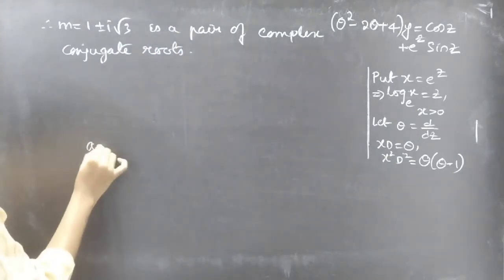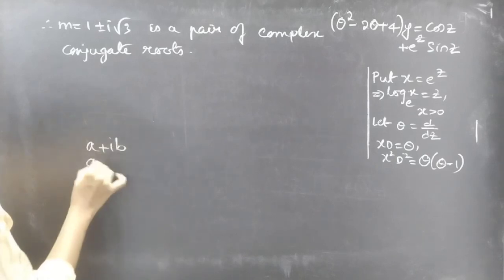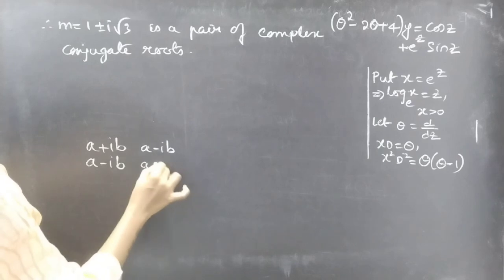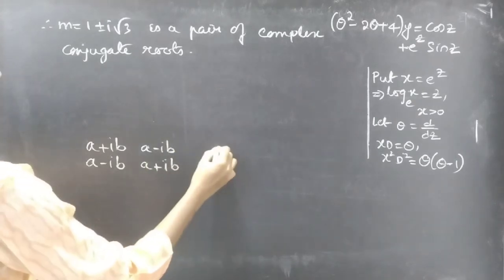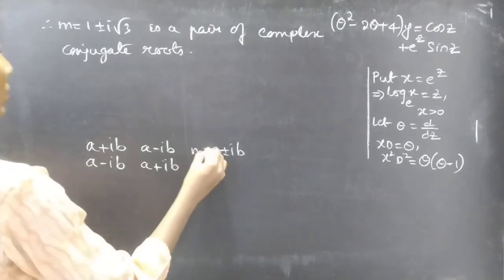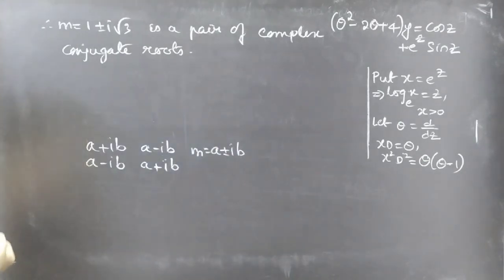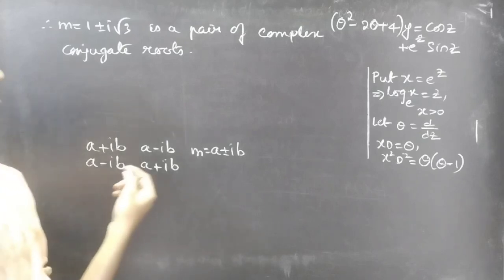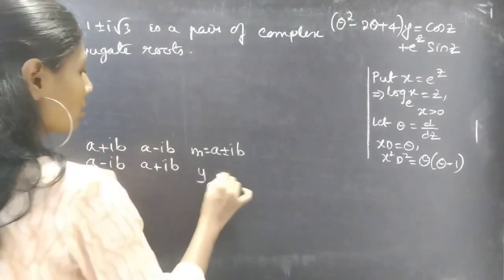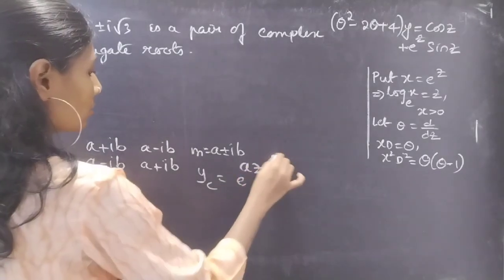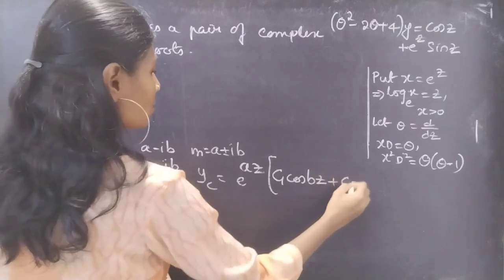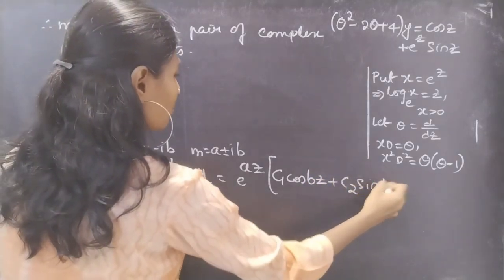We know that a plus ib is a complex number, then its conjugate is a minus ib. Likewise, a minus ib is a complex number and its conjugate is a plus ib, right? Then we can call a plus or minus ib a pair of complex conjugates. If m equals a plus or minus ib, then we call it a pair of complex conjugate roots, right? When m equals a plus or minus ib, then yc looks like e power az into c1 cos bz plus c2 sin bz.